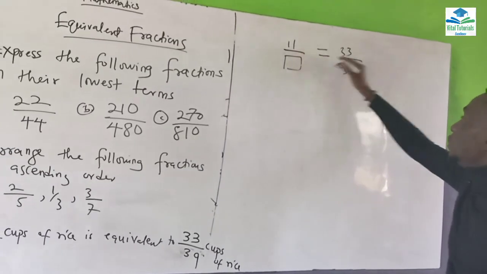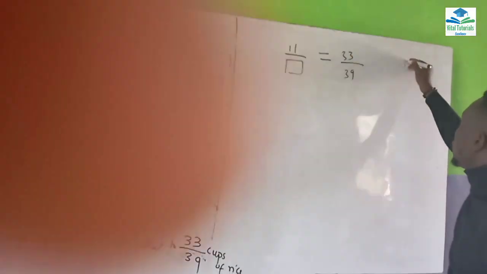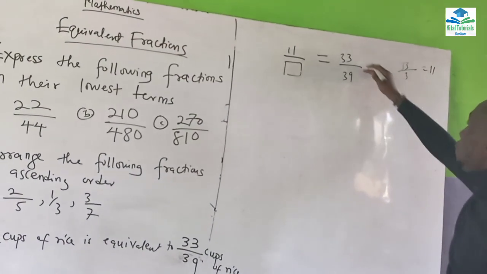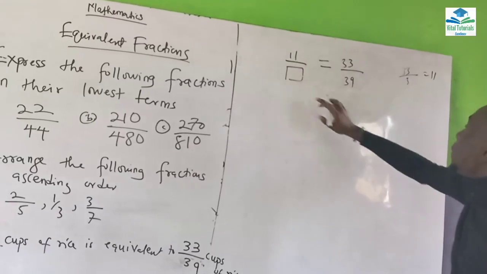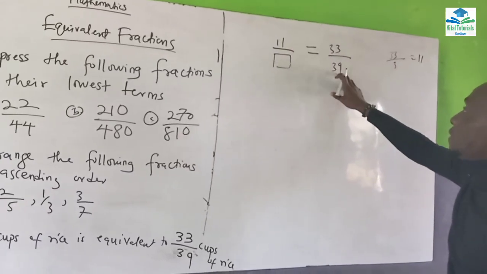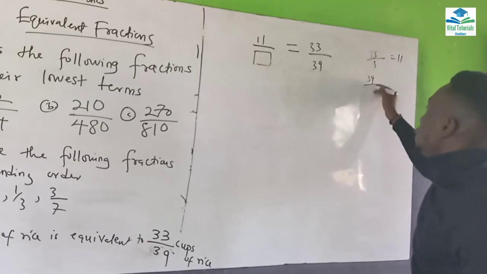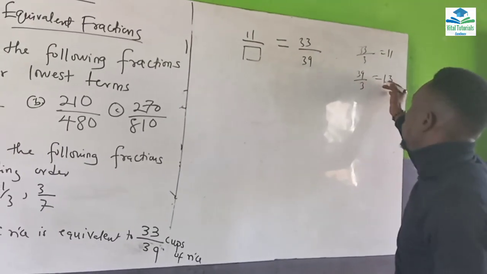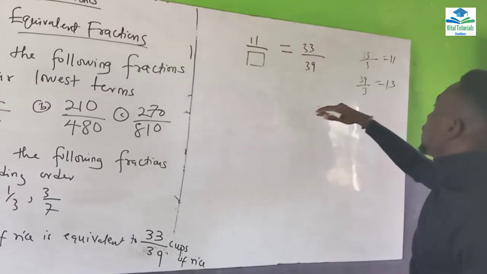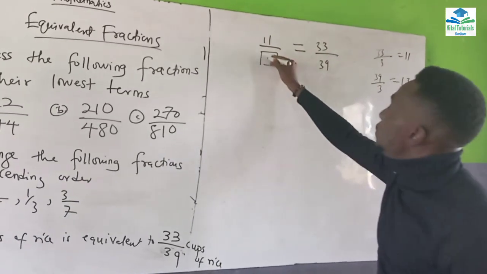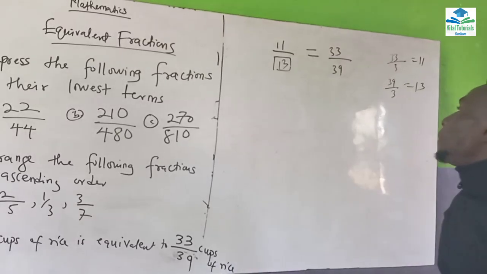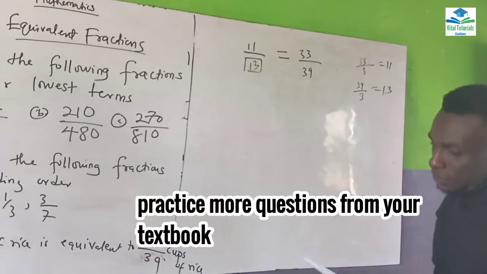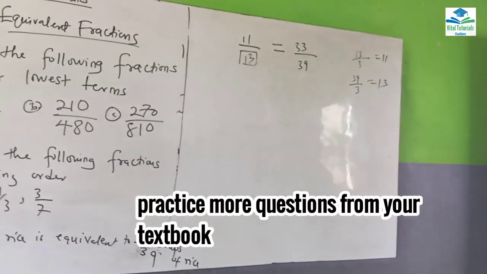Therefore, if this 11 was not there and this 33 was there, 33 over 3 will give you 11. That means if you divide what is here by 3, it will give you back what is here. Now, to get what is here, you just say this 39 divided by 3 will give you what? 13. Yes, because 3 going into 3 is 1, 3 going into 9 is 3. Therefore, the missing number here is 13. That is that. Simple as that.